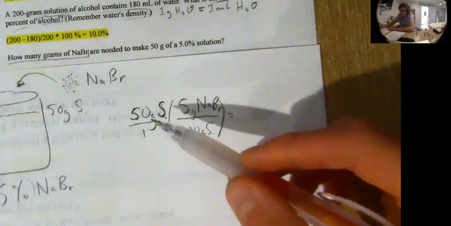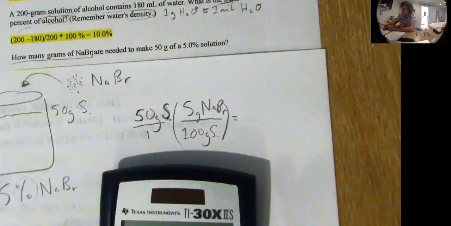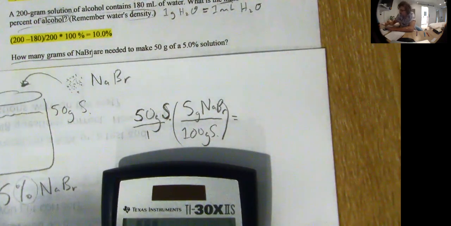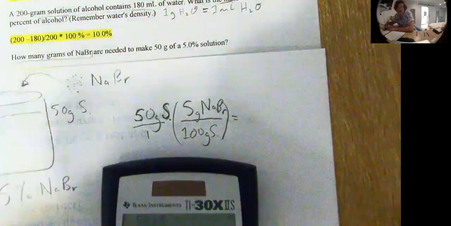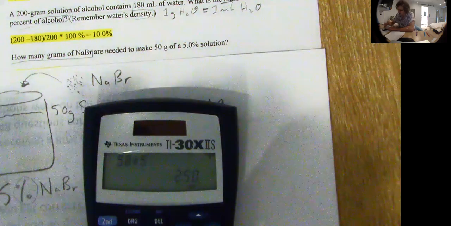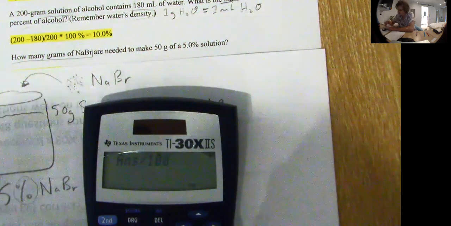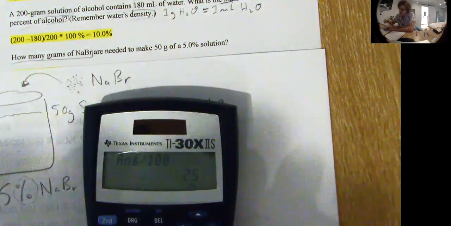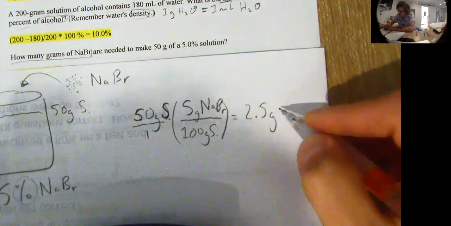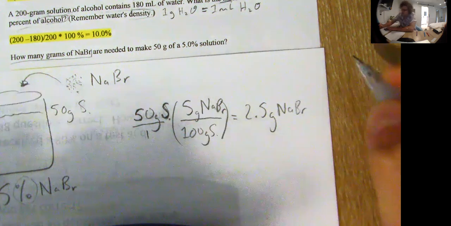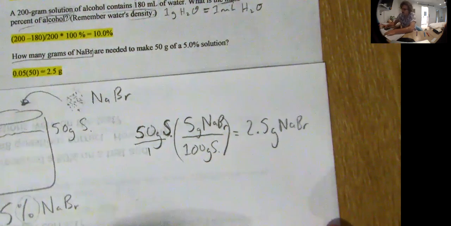Okay, so 50 times 5 is 250 divided by 100 equals 2.5. 2.5 grams of NaBr. That's our answer. Did I get it right? Yes, I did. Okay.